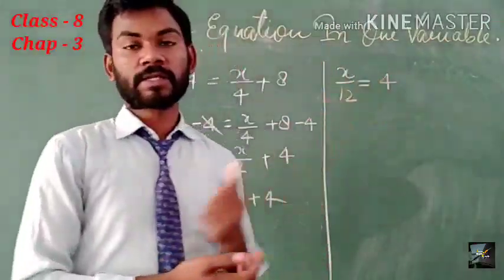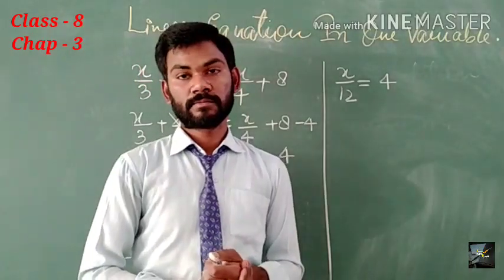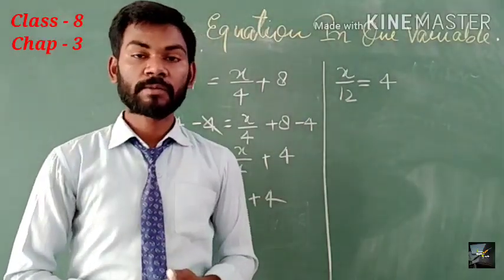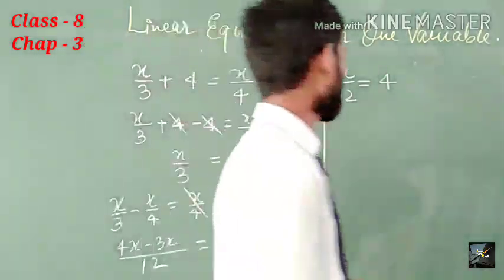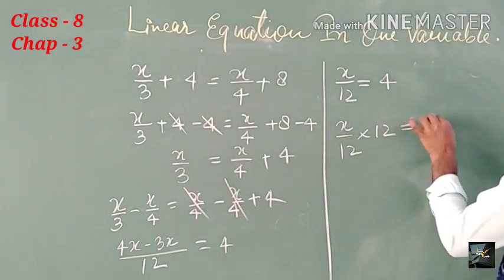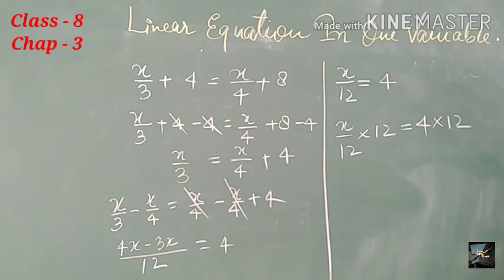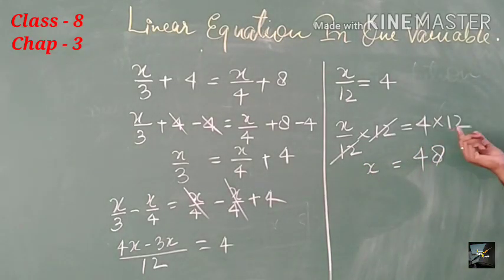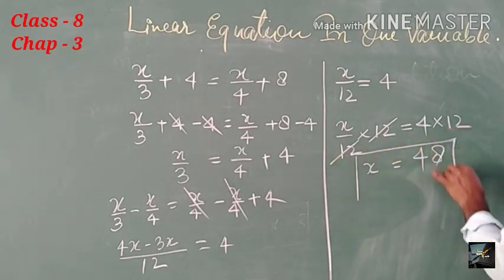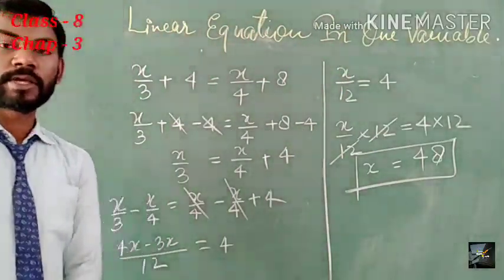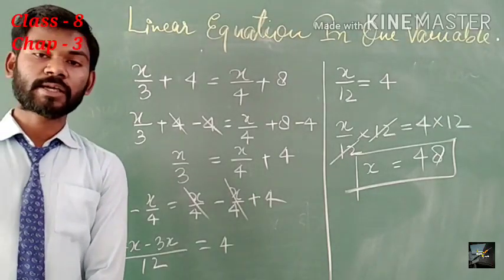In this step we can see that x is divided by 12, so in order to eliminate 12 we have to multiply by 12 on both sides. So when we multiply we get x upon 12 multiplied by 12 is equal to 4 multiplied by 12. So here 12 and 12 cancelled out and we get x is equal to 48. 4 twelves are 48. Therefore x is equal to 48 is the right answer.